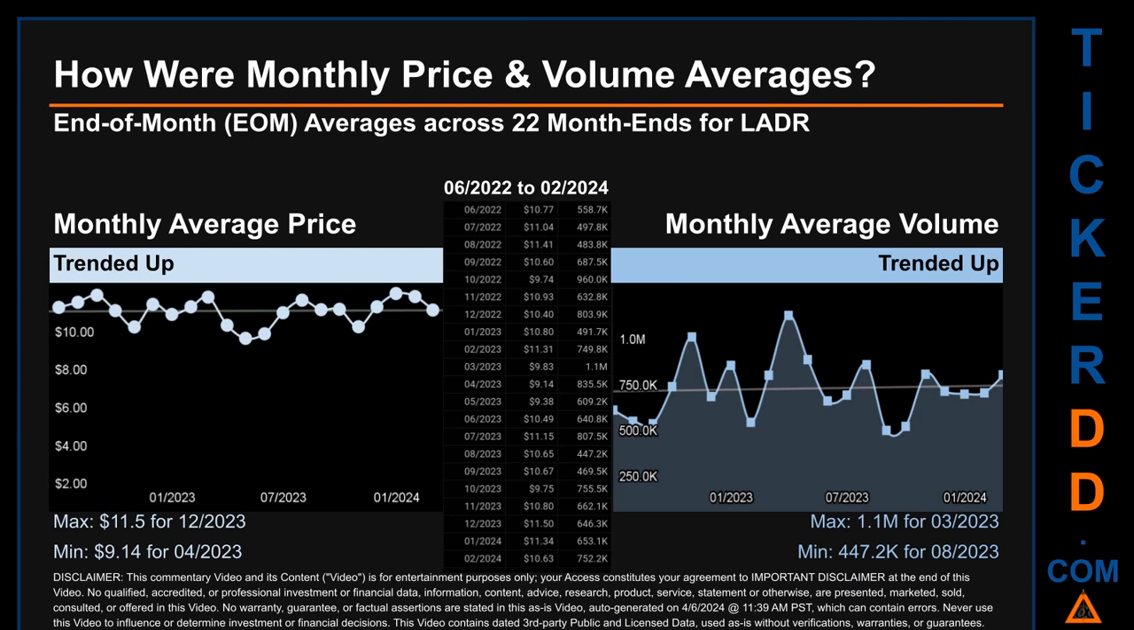The maximum end-of-month average price was $11.50 for 12/2023, while the minimum was $9.14 for 04/2023. Looking at volume, 03/2023 and 08/2023 respectively saw the highest and lowest monthly average volume at 1.1 million and 447.2 thousand.